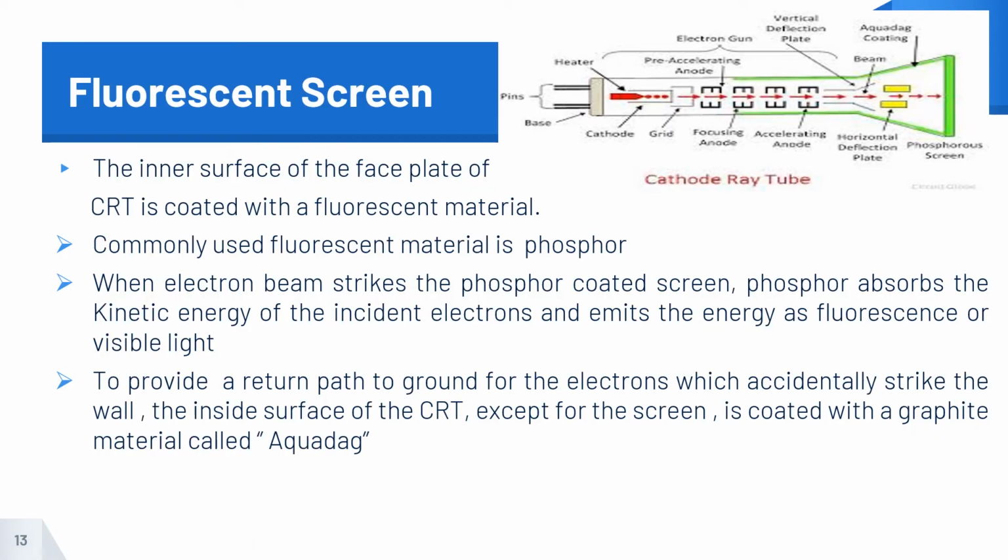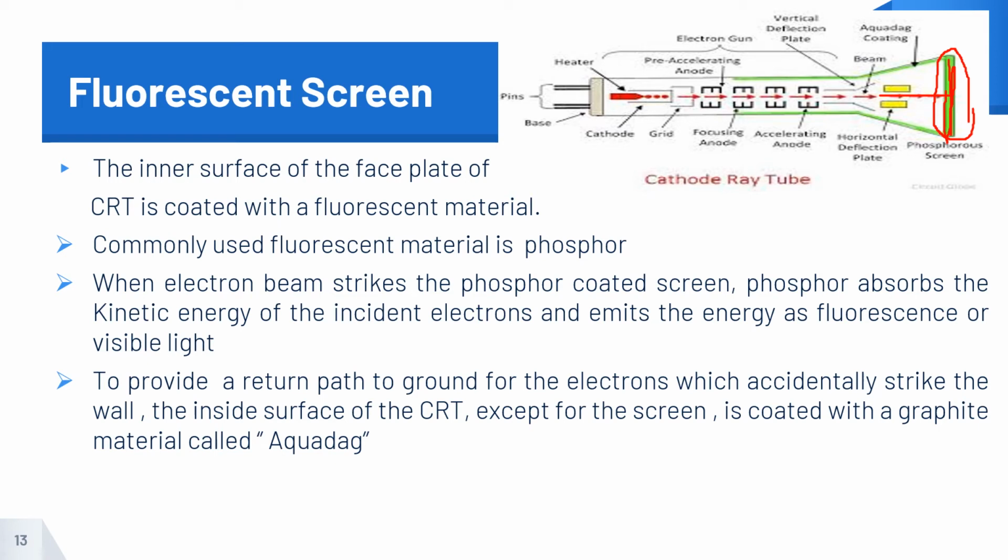This is the fluorescent screen. This is the last part in the CRT, the fluorescent screen. The inner surface of the face plate of the CRT is coated with fluorescent material. Commonly used fluorescent material is phosphor. When the electron beam strikes the phosphor coated screen, phosphor absorbs the kinetic energy of the incident electrons and emits the energy as fluorescence.